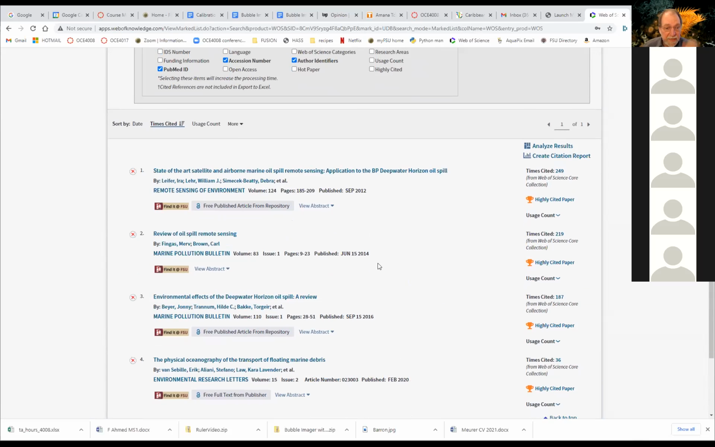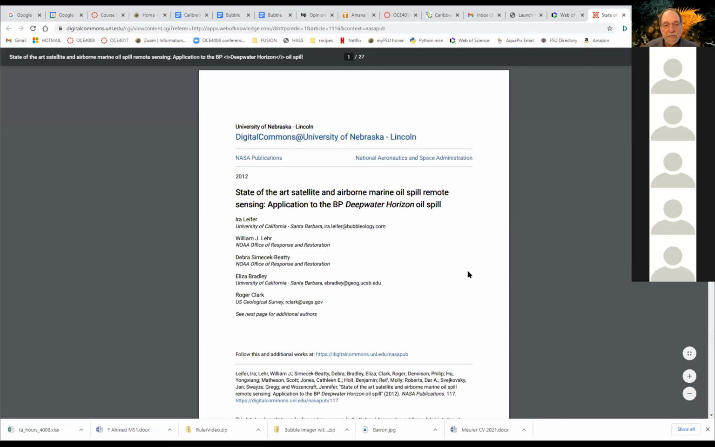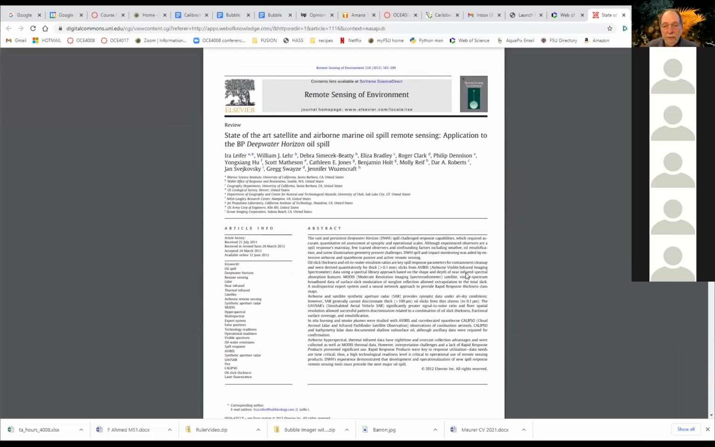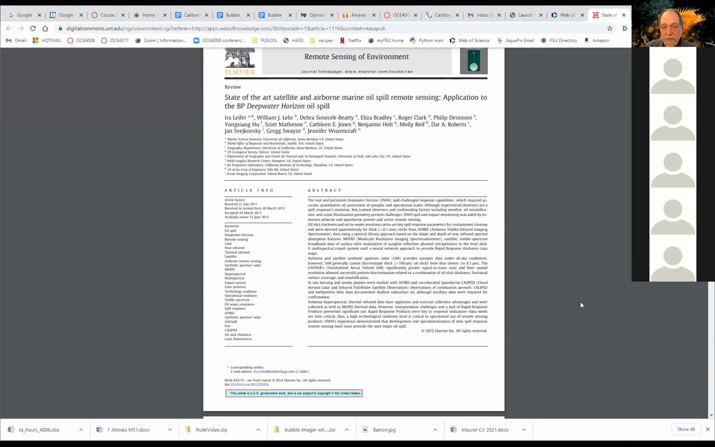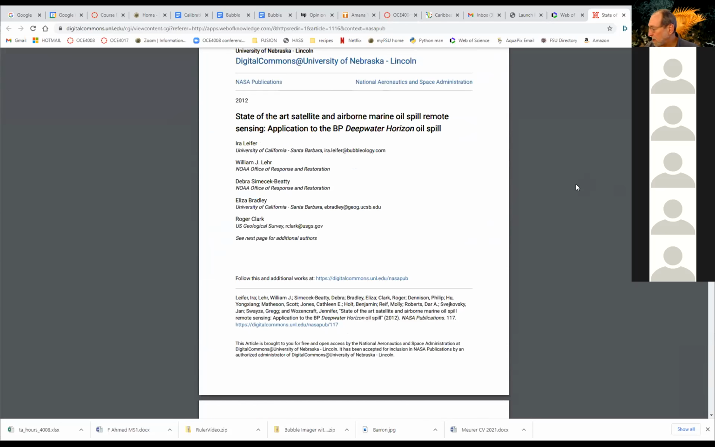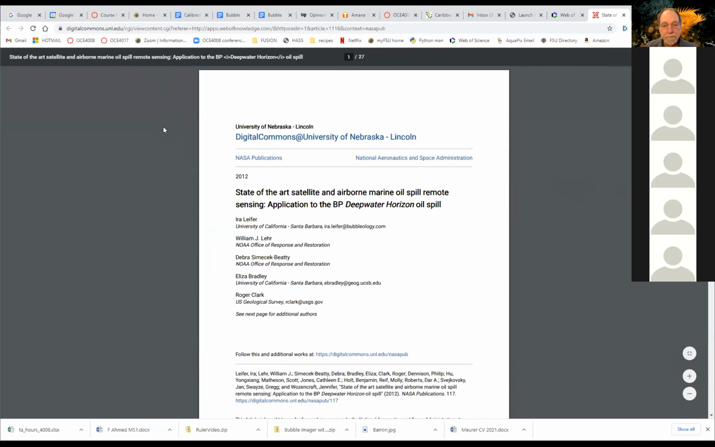And any of these you could find. So if we want to look at state-of-the-art satellite and airborne sensing, published in 2012, if I click on this, that's going to take me right to this paper. And then here you have that paper. So that's something that you could do, and that's a skill that I want to instruct you on. Okay. So I've covered a bunch of stuff here.